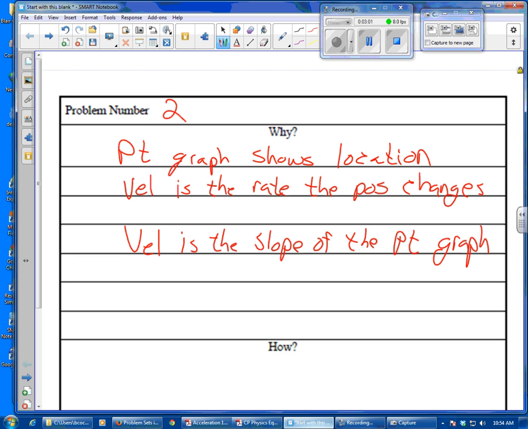I'll tell you the 2 important ones. The really important one is that the velocity is the slope of the position time graph. And then secondary important is velocity is the rate the position changes. The first one, I wouldn't take off if you didn't have it, and I would understand that you understand a position graph. All right? But those other 2, very important to have in there. Any questions on that why? All right.